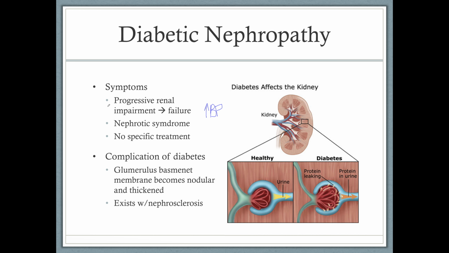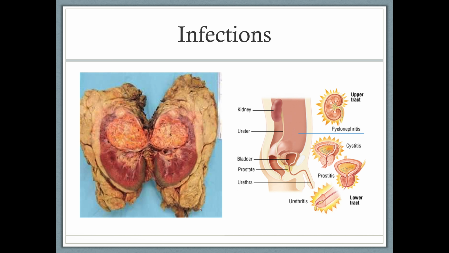The symptoms of diabetic nephropathy, which means disease of the kidneys: you get progressive renal impairment, which can progress to failure. You can see nephrotic syndrome, and there's not real specific treatment for it because it's a complication of diabetes. That means the treatment for it is going to target diabetes itself. So you see this with nephrosclerosis, that depositing of fat essentially in the renal arteries, and then that causes hardening.